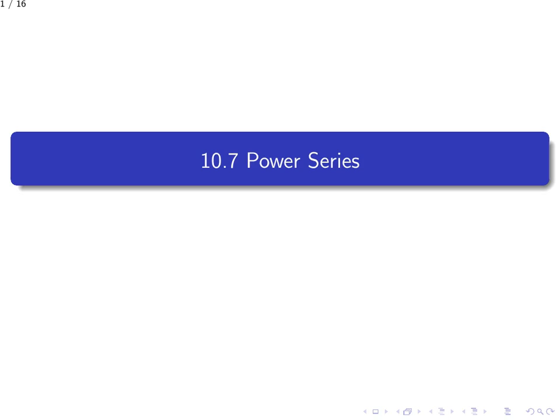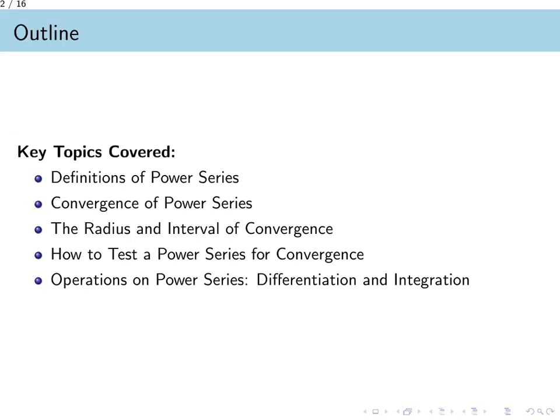10.7 Power Series. The outline of this video is as follows. We will begin by formally defining what a power series is, showing how it resembles an infinite polynomial centered around a particular point. After establishing the definition, we will investigate the crucial concept of convergence. Since a power series contains a variable, its convergence is not a simple yes or no. Instead, it depends on the specific value of that variable.